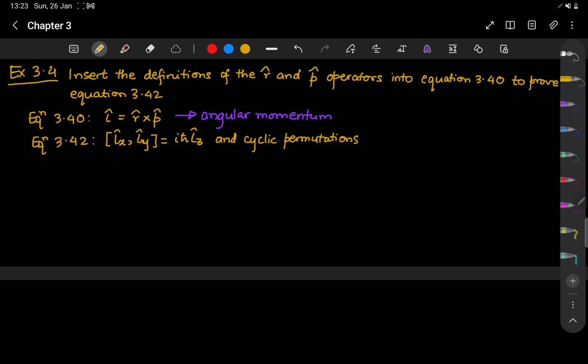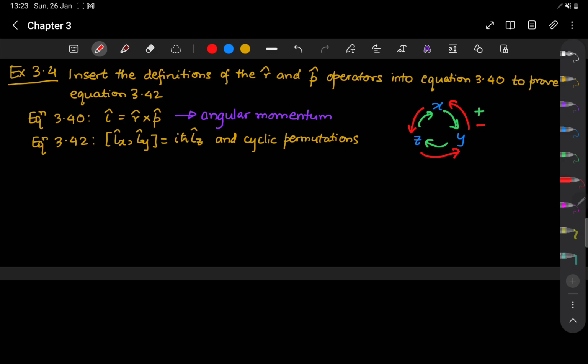So when I say cyclic permutations, let me draw over here. Cyclic permutations means that if you go from x to y, y to z, and z to x, then it is with a positive sign. But if you go the opposite direction, so if you go from x to z, z to y, or y to x, that will give you a negative sign.